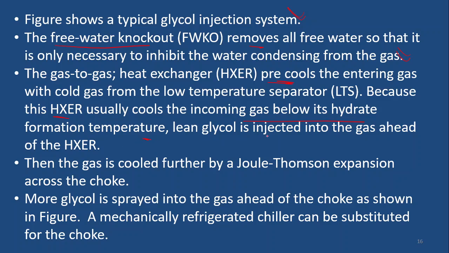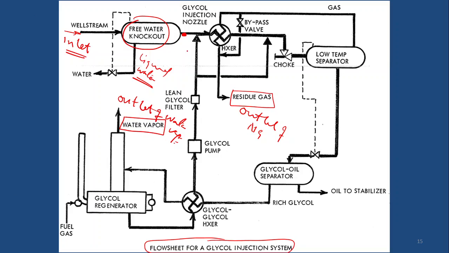Lean glycol is injected into the gas ahead of the heat exchangers. What it means is that this is glycol. Lean means fresh; there is no water present in this glycol. So we have injected the glycol at this location after the free water knockout. Now natural gas is mixed with the glycol and then sent to the heat exchanger.